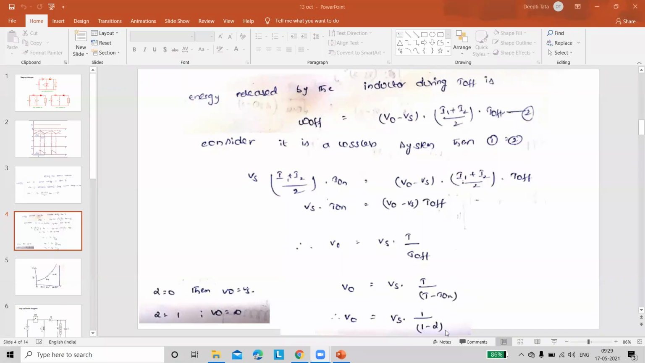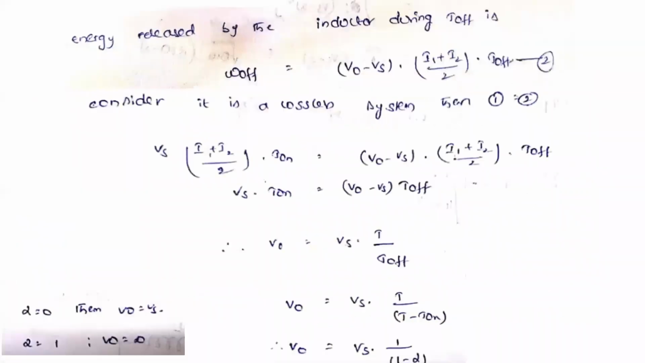Again, what you have to do here is vary the value of alpha from 0 to 1. Initially provide the value alpha is equal to 0. Substitute the value of 0: 1 minus 0 is 1, 1 by 1 is 1, Vs into 1, so Vs. So whenever alpha is equal to 0, you are getting V naught is equal to Vs.